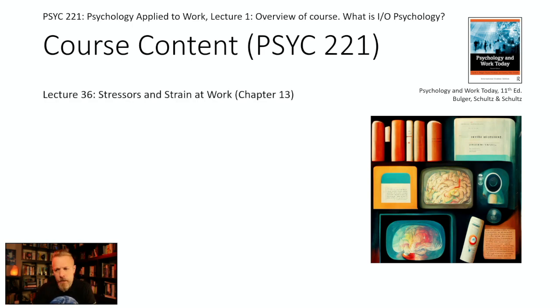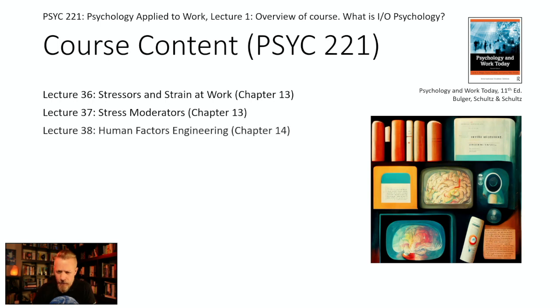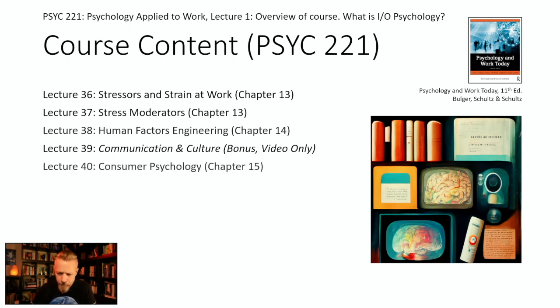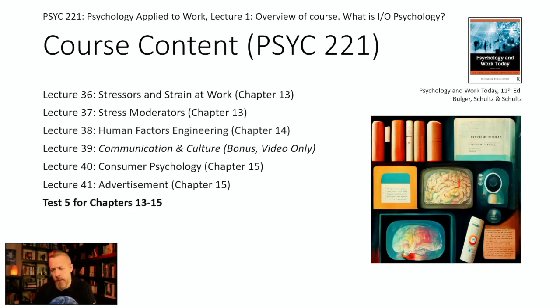And so that is chapter 13, which is stressors and strain and things that moderate that at the workplace. And then we get into what's called human factors engineering, which is chapter 14. And then we have the only extra credit for the test 5 section, which is an interview with a communications and culture professional. And then we talk about chapter 15, which is consumer psychology and advertisement. And then we have test 5. And test 5 covers the last 3 chapters of the book.